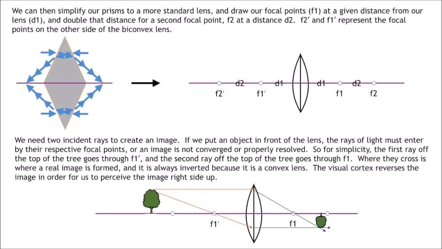So we can simplify our prisms to make it more of a standard lens, what we're used to, and draw our focal points f1 at a given distance from our lens, distance 1 or d1, and double that distance for a second focal point f2 at a distance d2. So that's on one side of the lens, and we'll call on the other side of the lens f2 prime and f1 prime, and they represent the focal points on the other side of this biconvex lens.